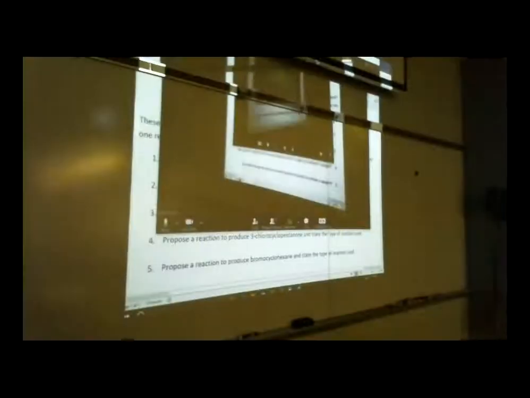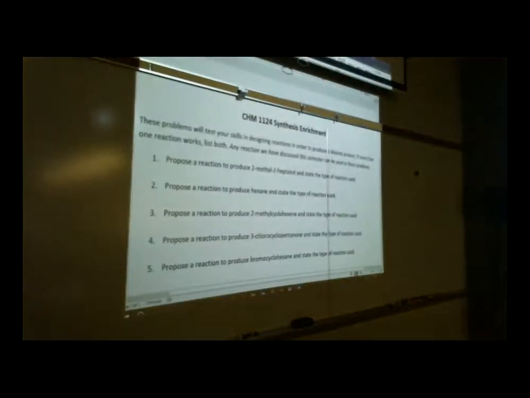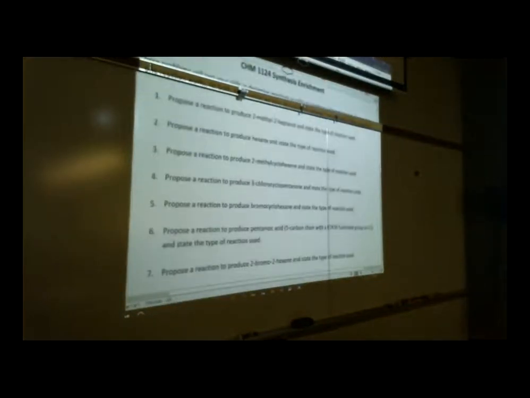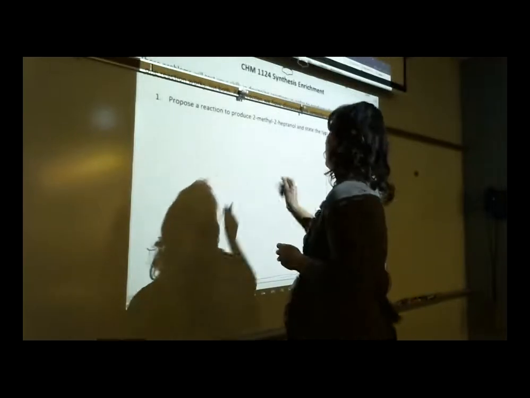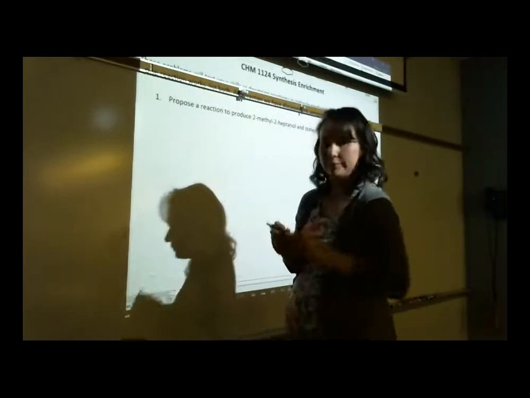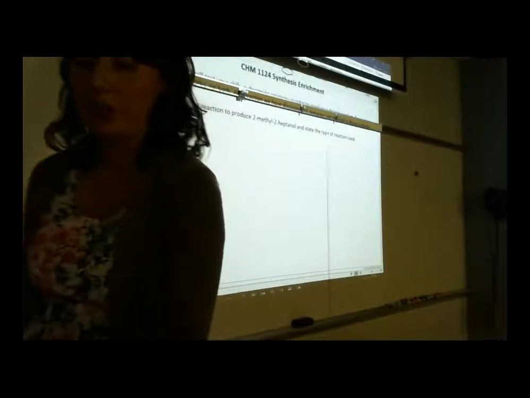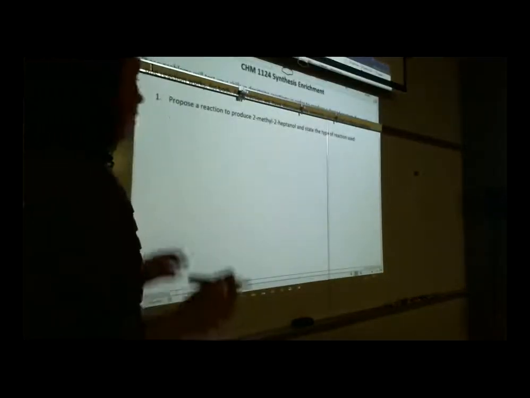So now we're going to go over them and talk about each one. The instructions say that if more than one reaction works, give me both. So the molecule that we want is 2-methyl-2-heptanol. All right, there are two reactions so far that we've learned that will produce an alcohol, right?